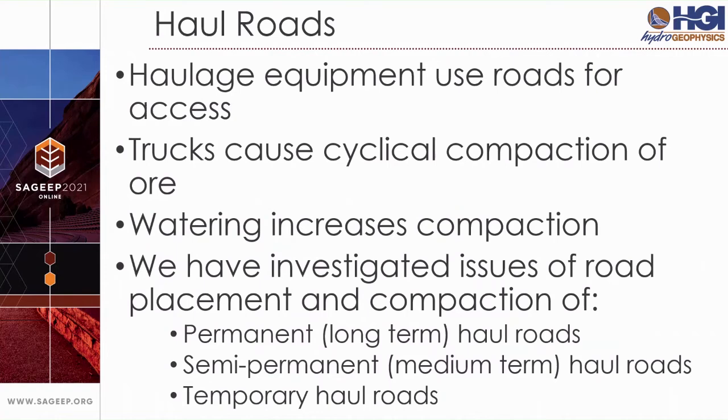Switching gears just a bit to haul roads. All heaps need to transport ore to the top lift for stacking. In many cases, that haulage depends on heavy equipment that can transport up to 400 tons of material per load. The roads over which the equipment traverses are usually fixed and used often.